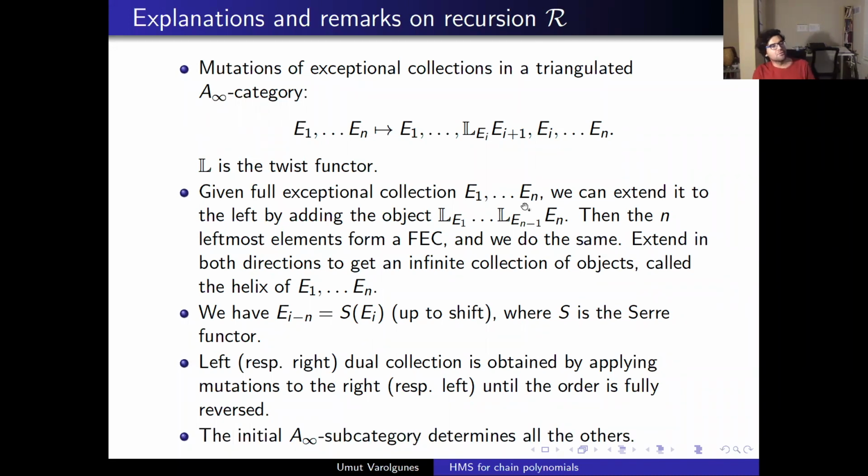And if you wanted to determine the A infinity subcategories with these objects, like the objects with the left dual exceptional collection or just the objects with the helix, the initial A infinity subcategory, the A infinity category of this exceptional collection, determines everything, because everything else is given by some explicit cone.